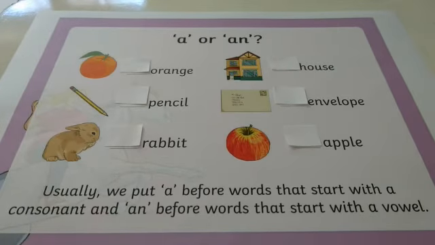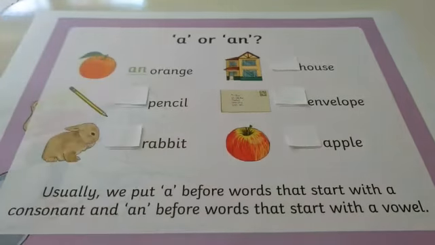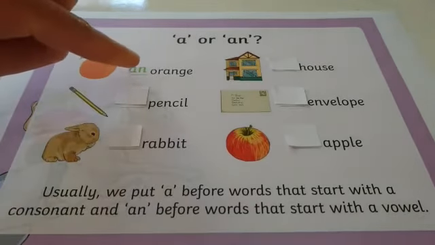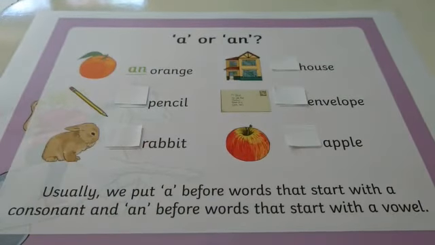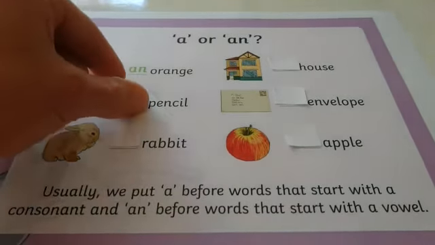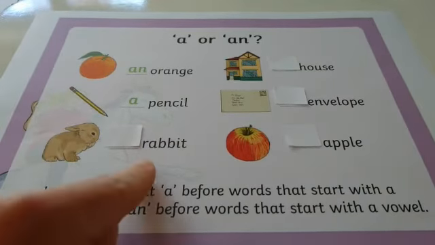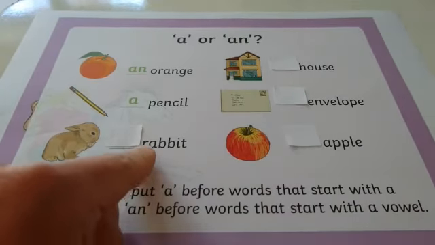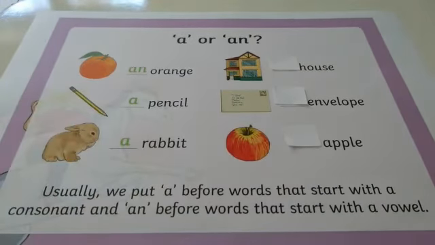Okay, great stuff, guys. Let's see if we can go through it. I'm sure you would have got them right. So we've got an orange. Orange starts with a vowel, so it's an orange. Got pencil here. Think about what pencil starts with. It starts with a consonant, so it's a pencil. Okay, here's rabbit. Is R a consonant or a vowel? Okay, it's a rabbit. A goes with consonants.